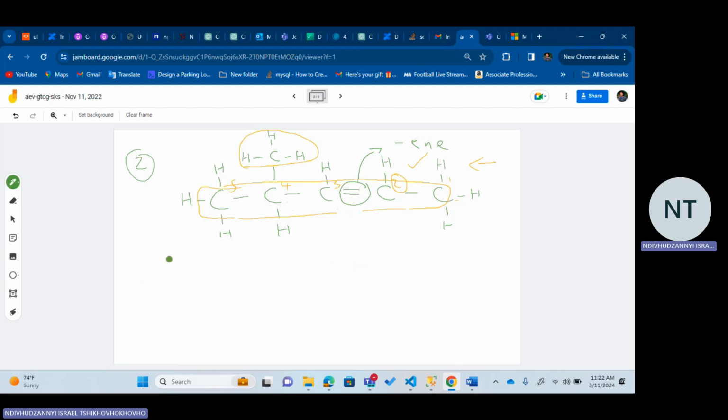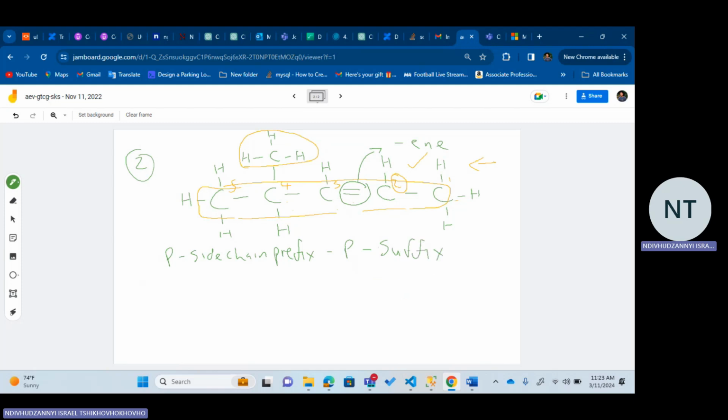Then we can try naming. Our naming convention is position, side chain, prefix, position of the longest chain, then suffix.